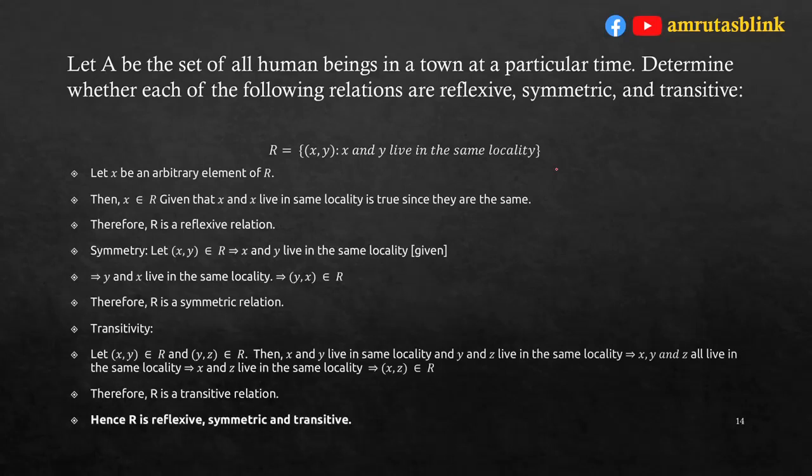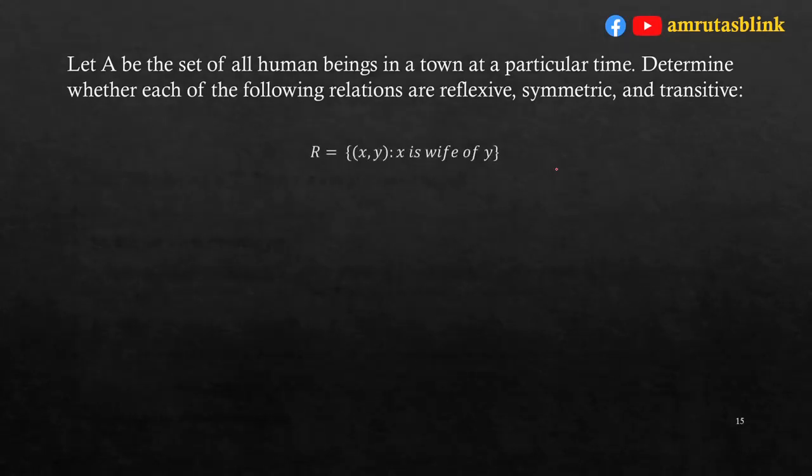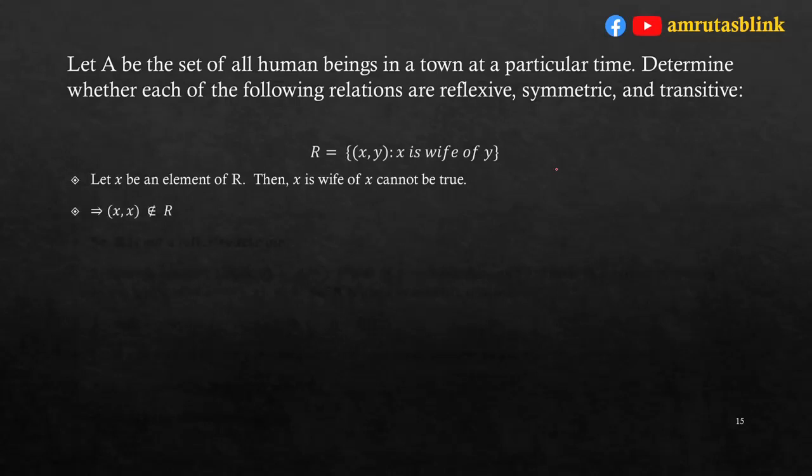Now we'll check the third scenario. R is {(x, y)} such that x is a wife of y. Check this scenario carefully. Let's suppose x is any element, that is x is a wife. Now in the given relation, x is a wife of y. Now x cannot be wife of itself, that is, x is wife of x is obviously not true. Hence (x, x) doesn't belong to R, and hence this relation R is not a reflexive relation.